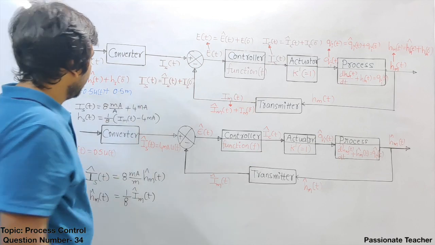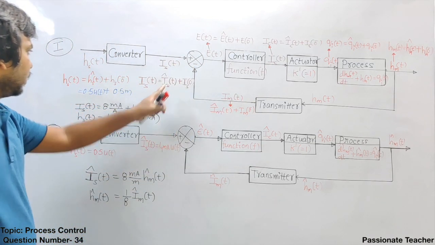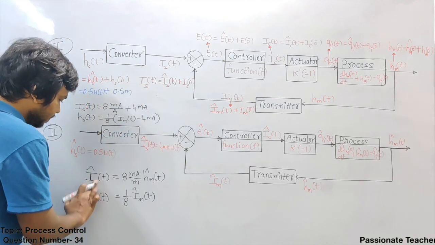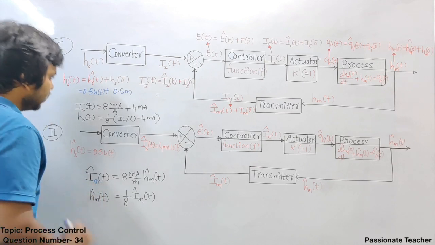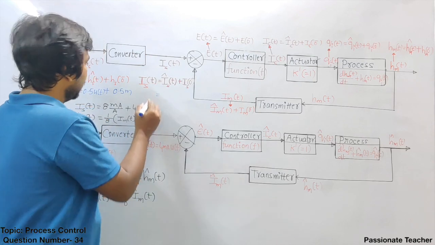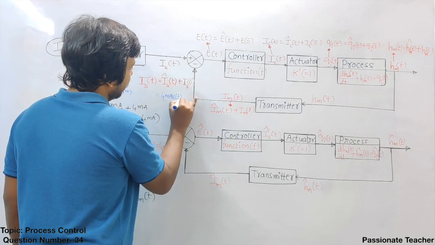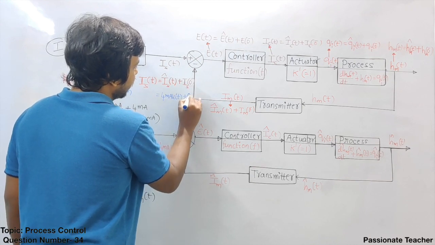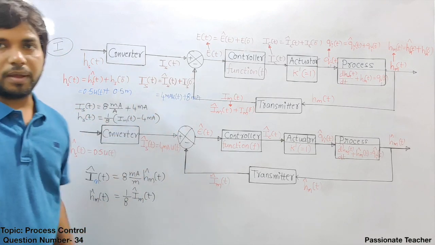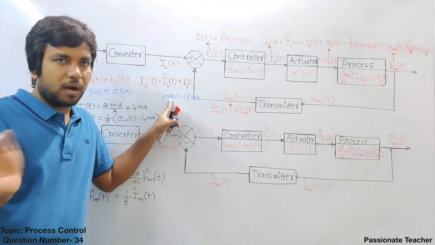Now when it comes to current, how should I write the current here? IS cap of t is going to depend on HS cap of t with these relations here. So we are going to get IS cap of t, which can be given as 4 milliampere U of t plus IS of 0 minus, that is the initial current released by this converter, which is 8 milliampere. This is before 9 am and this is after 9 am.